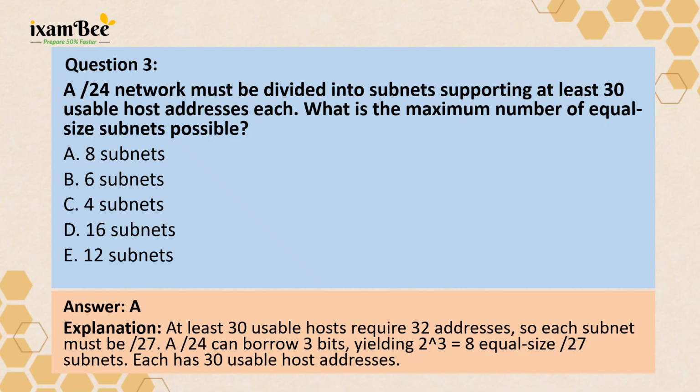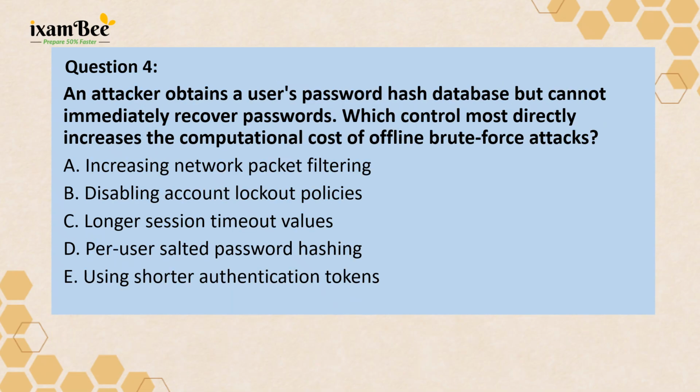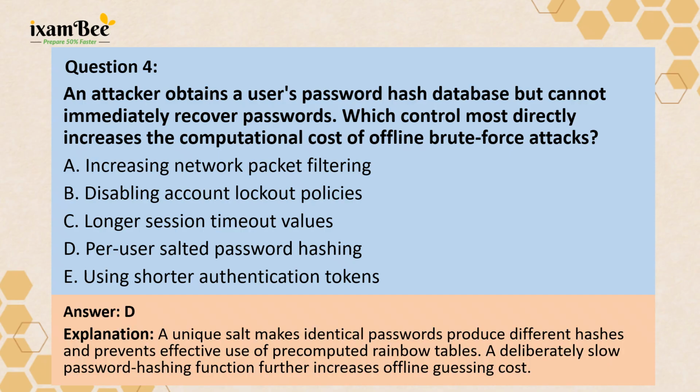Now in this question, an attacker obtains a user's password hash database but cannot immediately recover passwords. Which control most directly increases the computational cost of offline brute force attacks? The correct answer here is D, per user salted password hashing.